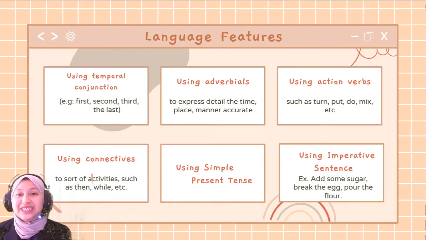Next, using action verbs. Action verbs merupakan kata kerja yang menyatakan aksi. For the example, turn, put, do, mix, etc. And then next, using connective. Connective merupakan kata hubung. To start the activity. Atau kata hubung yang menghubungkan antara kata dengan kata, kalimat dengan kalimat, ataupun frasa dengan frasa. For the example, then, while, etc.